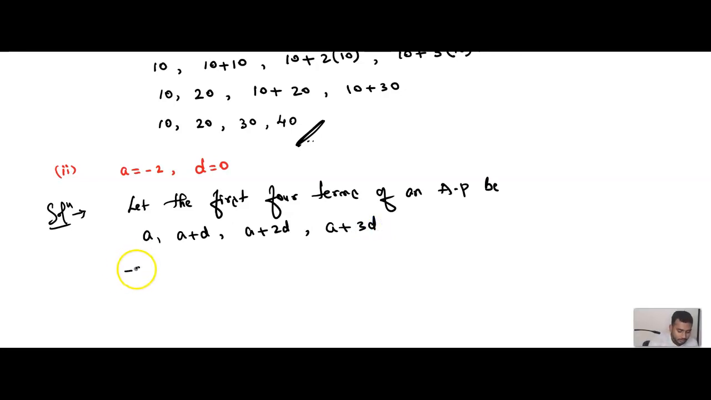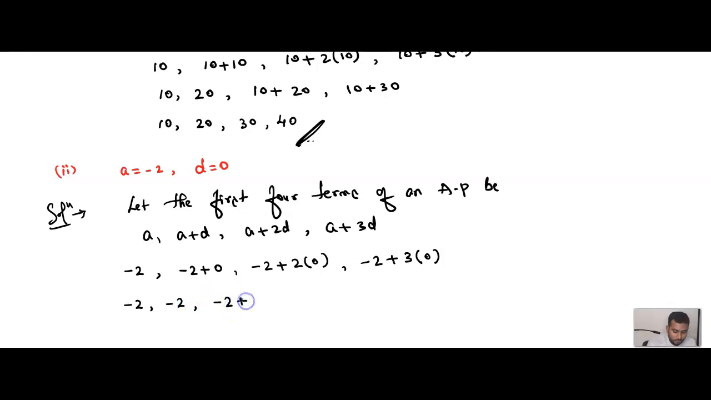What is the value of A? Minus 2, comma, minus 2 plus D, where D is 0, comma, minus 2 plus 2 into the value of D, which is 0, comma, minus 2 plus 3 into the value of D, which is 0. See here, minus 2, comma, minus 2 plus 0. 0 means nothing, don't worry. So minus 2 plus 0 is minus 2 only. Then minus 2 plus 2 zeros is minus 2 only. Then minus 2 plus 3 zeros is minus 2 only. That's nothing but minus 2, comma, minus 2, comma, minus 2, comma, minus 2.